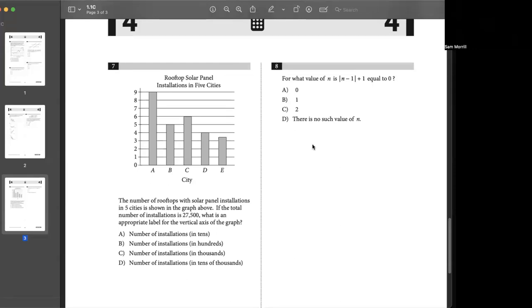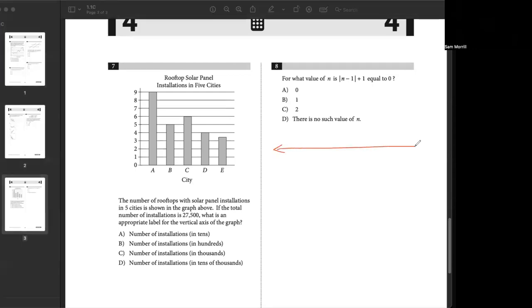Okay, so question 8 says, for what value of n is the absolute value of n minus 1, plus 1, equal to 0? So just a quick review on absolute value. Absolute value represents the distance of a number from 0 on the number line.